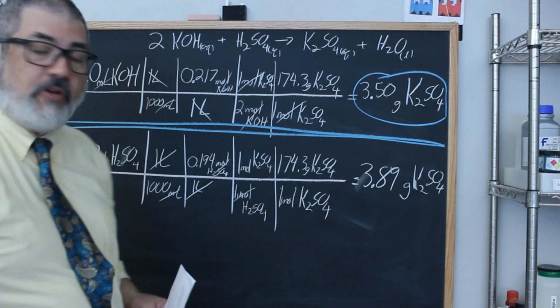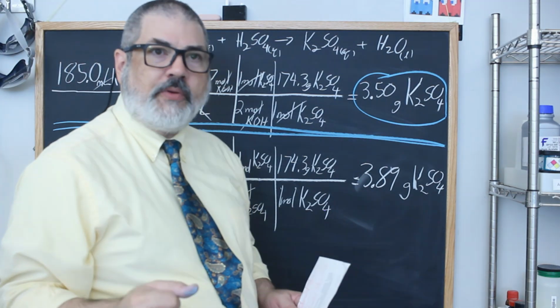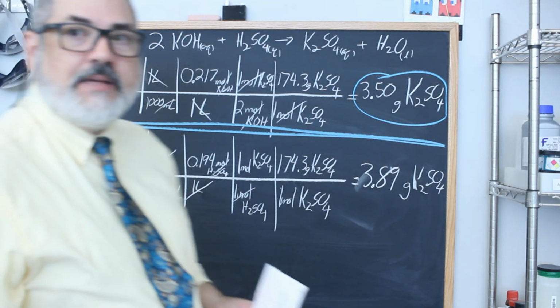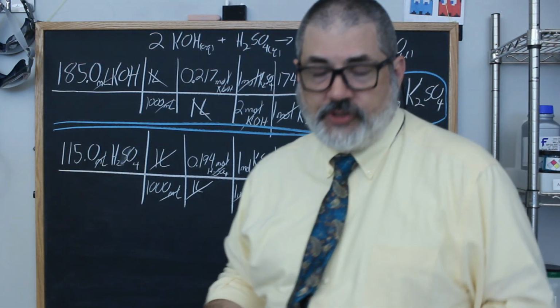Okay. These values obviously are very, very close, but that's our correct answer. The smallest value is going to represent the correct answer because we run out of potassium hydroxide. So potassium hydroxide is our limiting reagent.